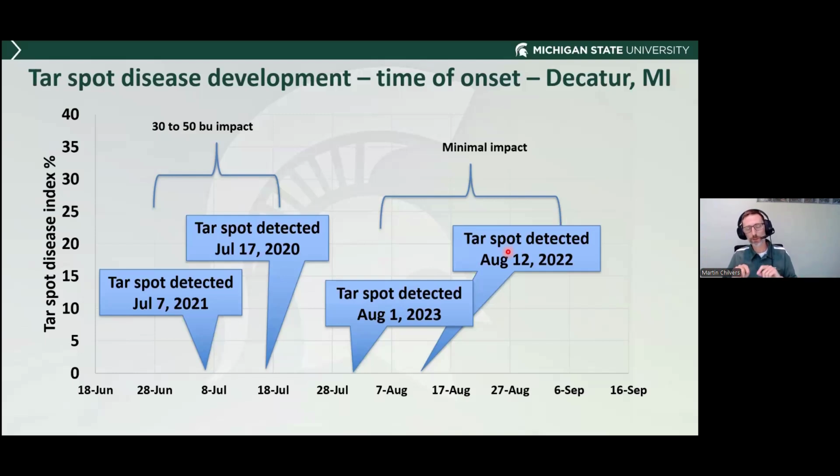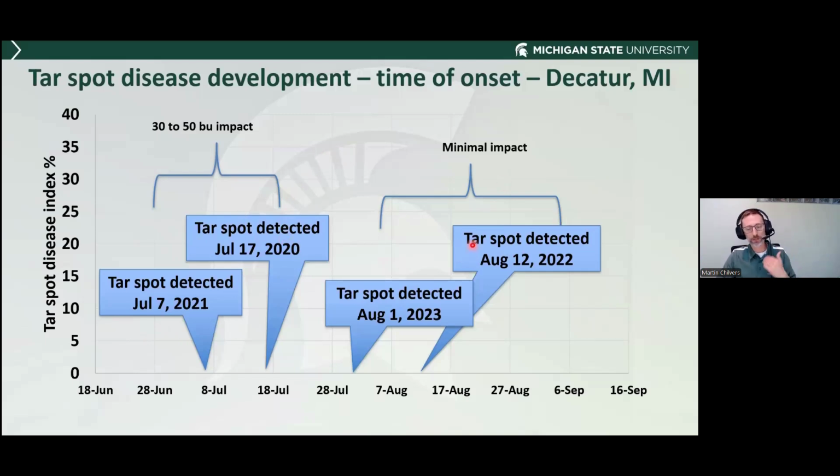And this is what we've typically seen in our trial location down in Decatur, Michigan. When we detect disease in early or mid-July, that's when we tend to get greater yield loss. We can see maybe somewhere between a 30 to 50 bushel impact on a susceptible hybrid, and we can protect that with a fungicide application.